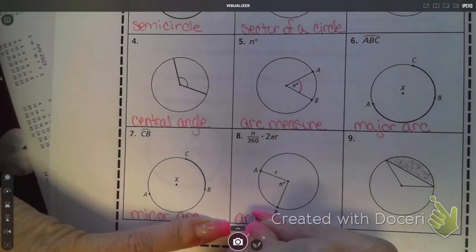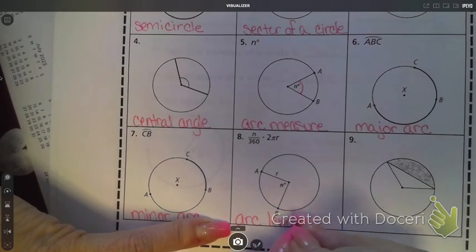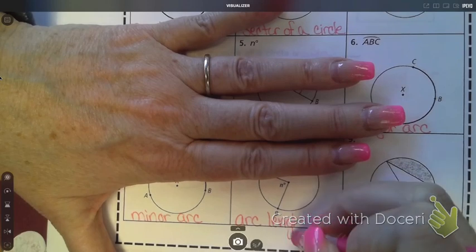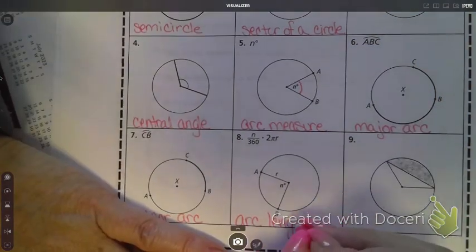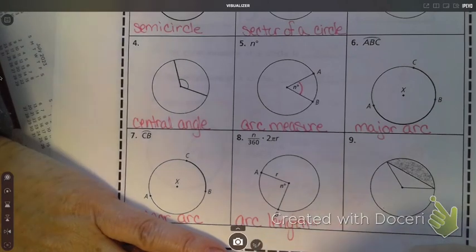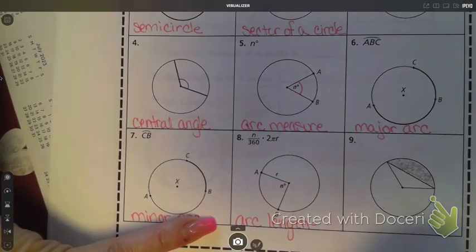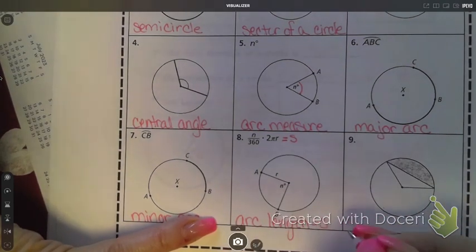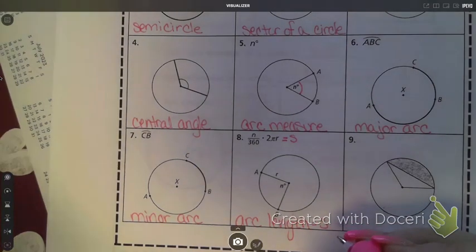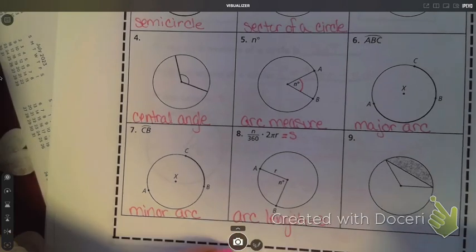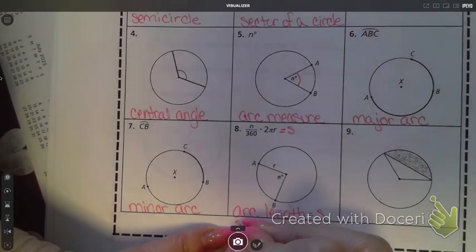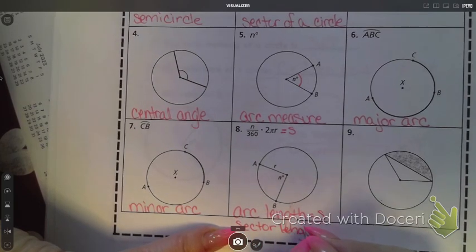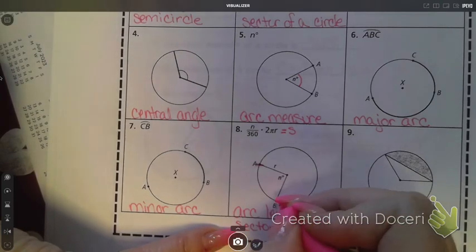And what was the variable we used for arc length? What's the variable because we don't write arc length, what do we write? What's the variable? S. Because sometimes we say sector length. Okay? You'll probably hear me say sector length more than arc length. It means the same thing. So let's write sector length underneath it. That just means the arc right here, doesn't it?